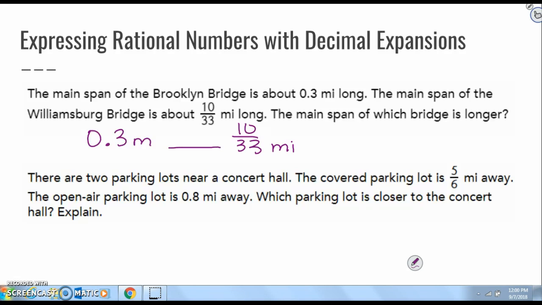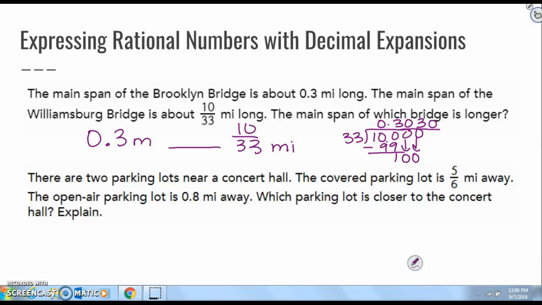We're going to have to convert our fraction into a decimal. We divide 33 into 10. It cannot go, so we add a decimal and a 0. 100 divided by 33 is 3. 3 times 33 is 99 with 1 left. We add a 0 and bring it down. 33 cannot divide into 10, but it will divide into 100 3 times.